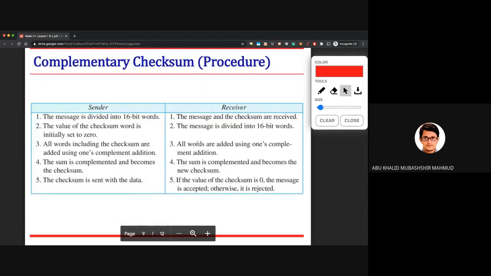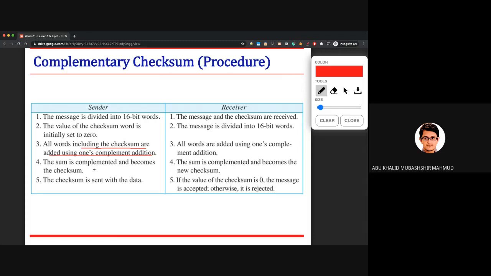So this is the procedure in a nutshell, for the sender and the receiver. Number one, the message is divided into 16-bit words. The value of the checksum word is initially set to 0. It is quite similar to what we do while generating the remainder in the cyclic redundancy check. All words including the checksum are added using ones complement addition.